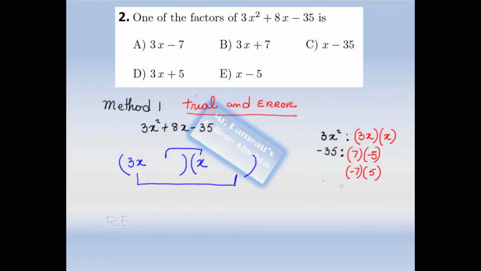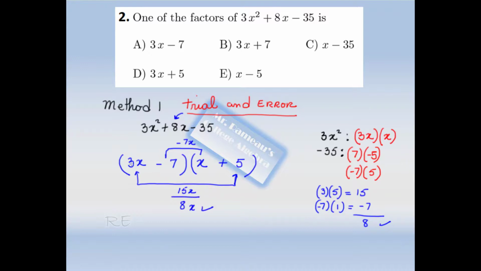We need to play with 7 and negative 5, to see if we can get 8 as the sum. So 3 times 5 will be 15. 7 times 1 will be 7, so it's negative 7 times 1. We're going to have 15 minus 7 is 8, the middle term. So it's 3 times positive 5, and negative 7 times 1x. So negative 7x plus 15x is 8x, which is the middle term. The correct answer is A, 3x minus 7.